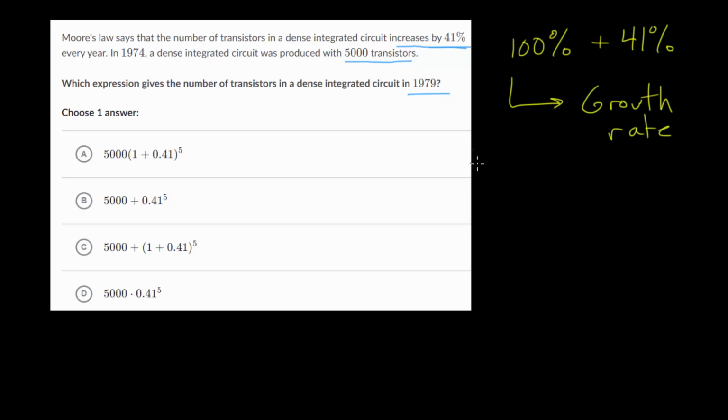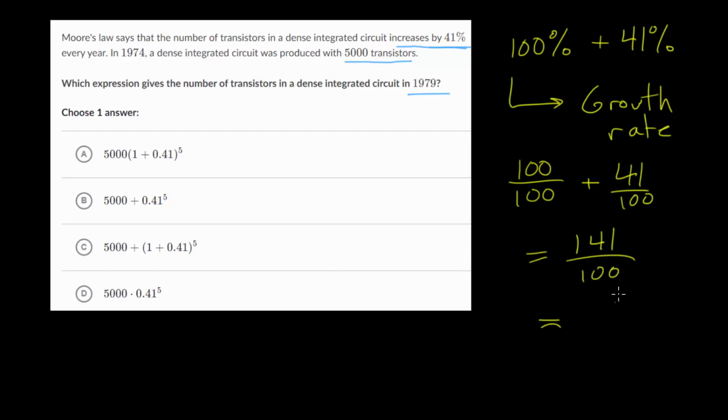So 100%, remember percent just means divide by 100, so that's 100 divided by 100. And we're going to add this increase, which is 41 divided by 100. Adding fractions, we just add the numerators since our denominators are the same. And let's rewrite this as a decimal, since 141 hundredths is really just 1.41, since 1 is in the hundredths place and we have 141 of them. So our growth rate is 1.41.